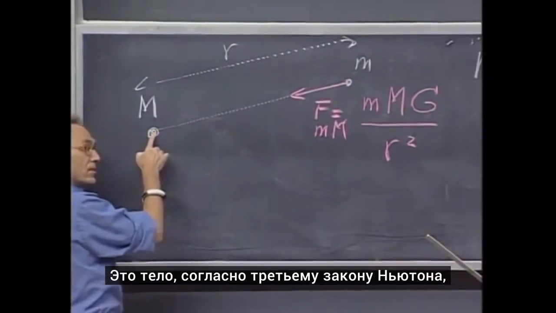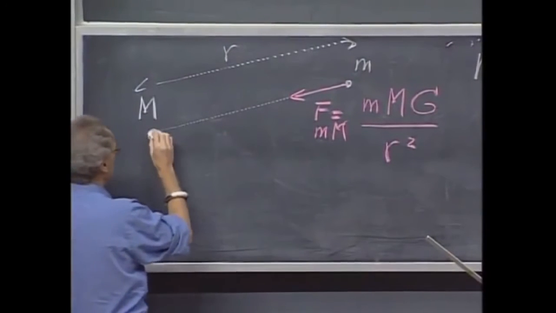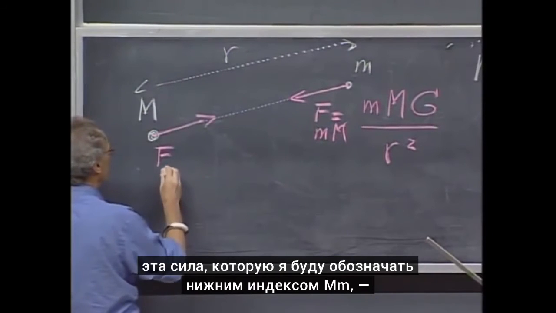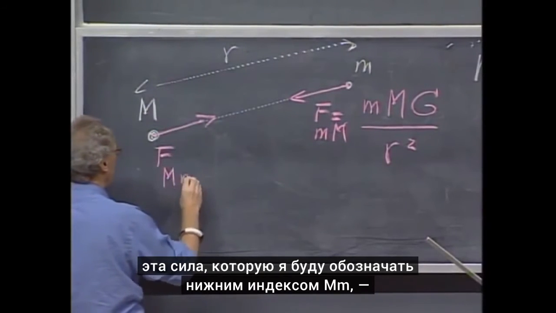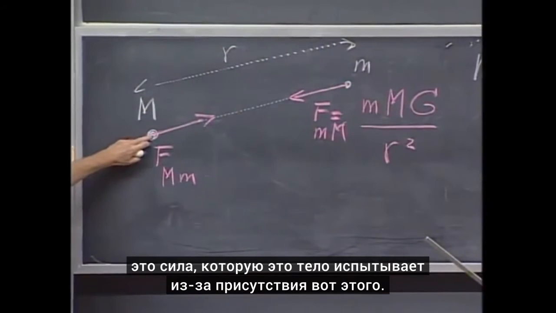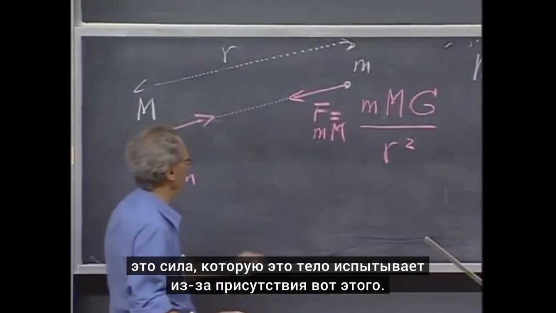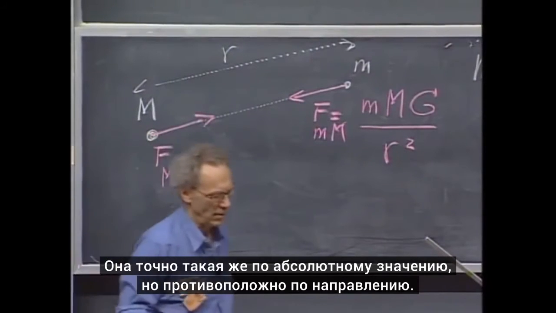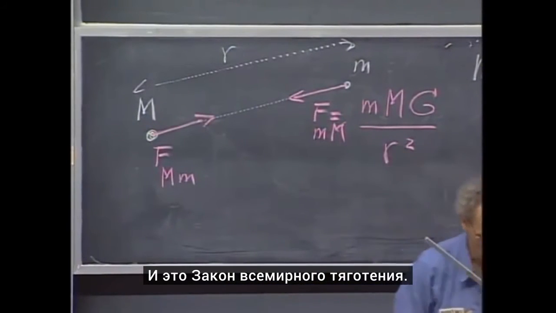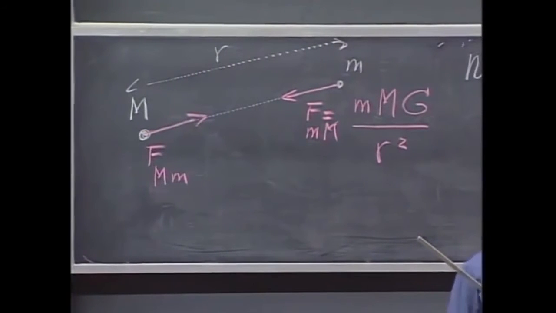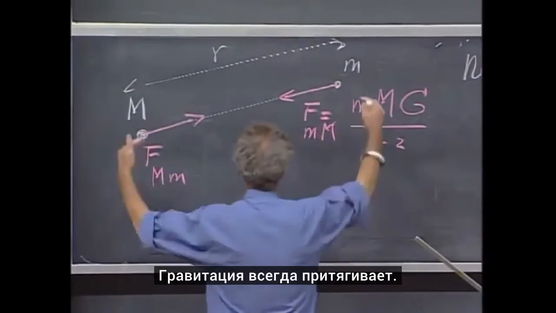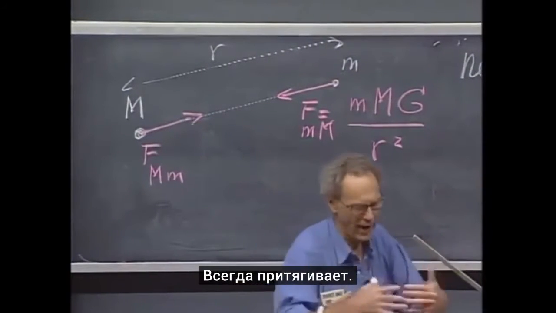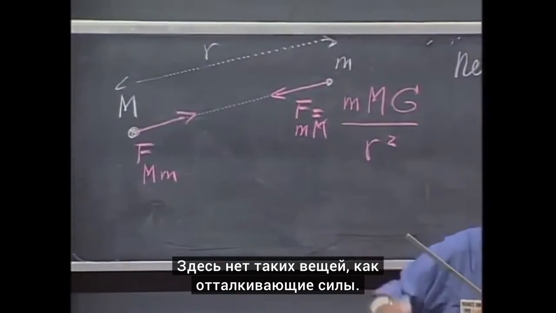This object, since Newton's third law holds, action equals minus reaction, this force, which I will indicate as capital M, little m, it is the force that this one experiences due to the presence of this one, is exactly the same in magnitude, but opposite in direction. And that is the universal law of gravity. Gravity is always attractive. Gravity sucks, that's the way to think of it. It always attracts. There's no such thing as repelling forces.